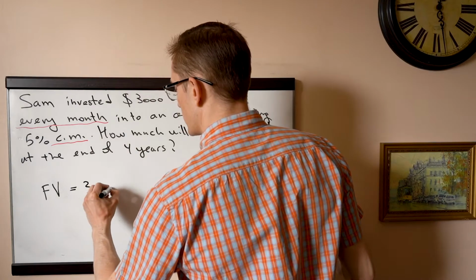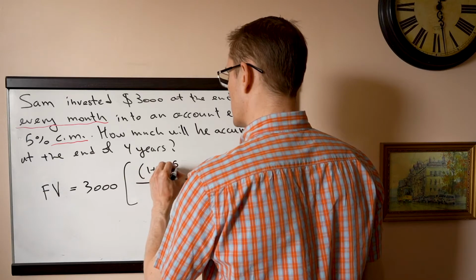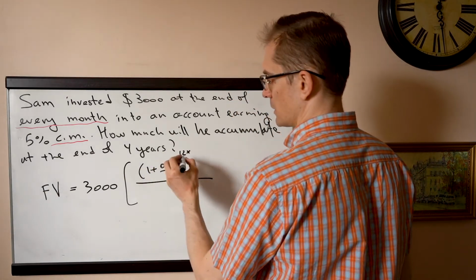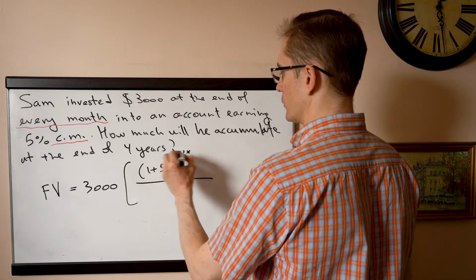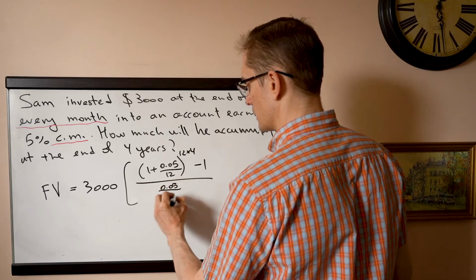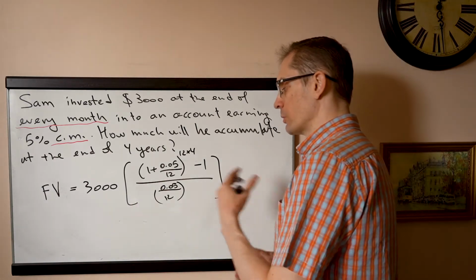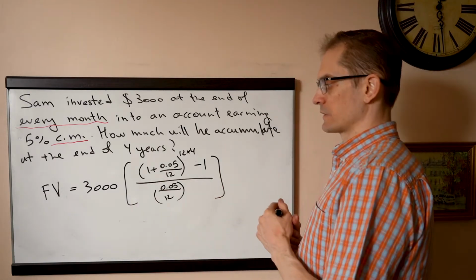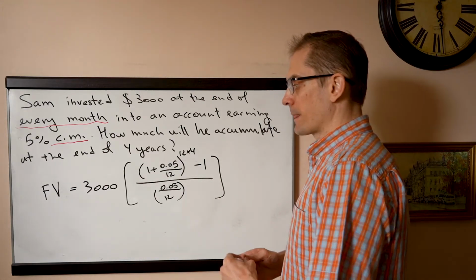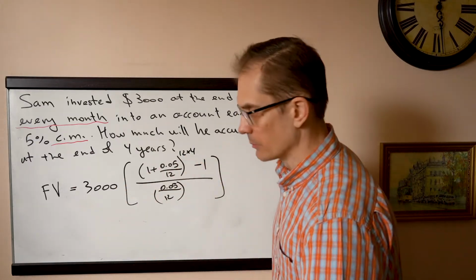So you have $3,000 and 1 plus 0.05 divided by 12, right, to the power of 12 times 4 for 4 years, minus 1, and we divide by that rate, okay? So that's how we would go about calculating this future value. I'm not going to compute this right now. Why? Because I just wanted to remind you what this would look like for the simple annuity.